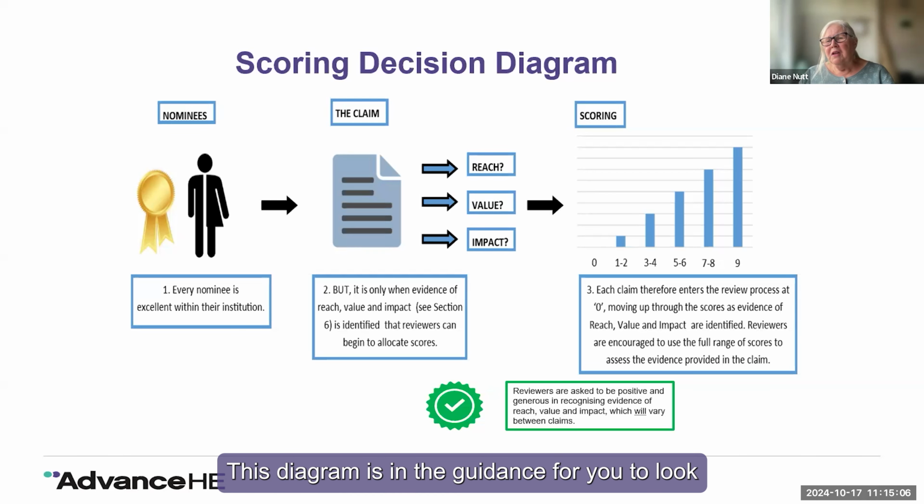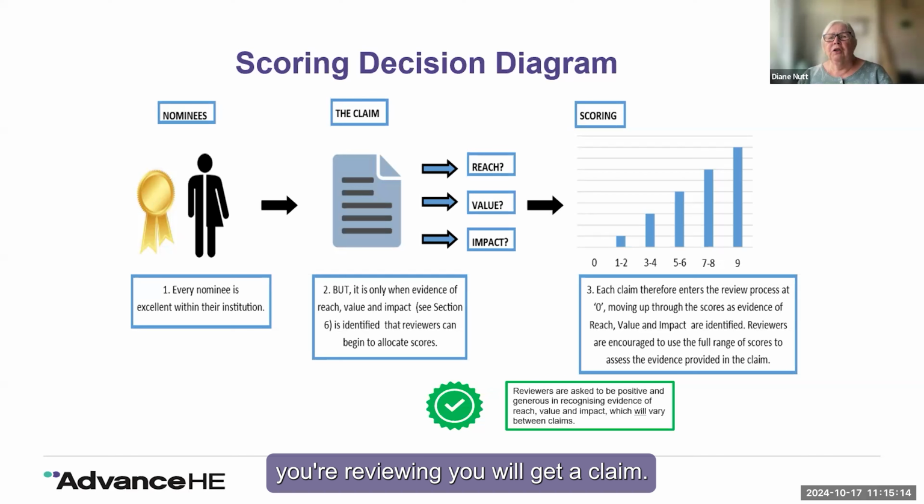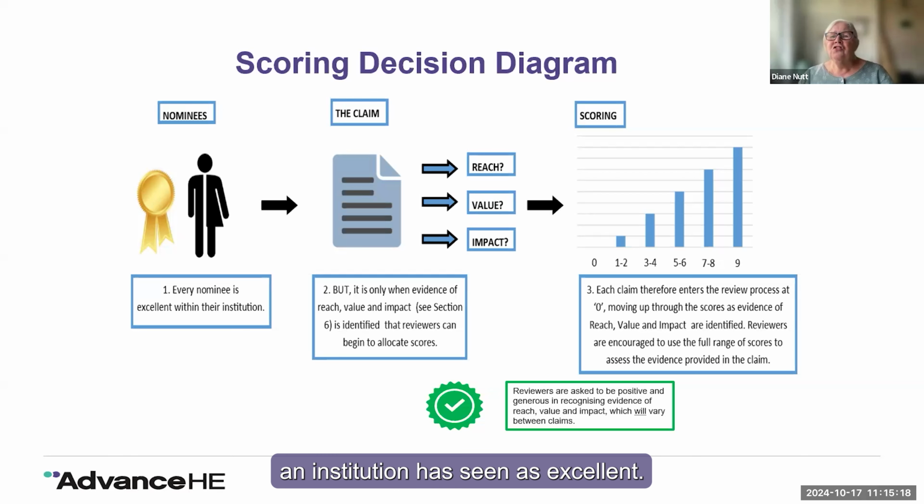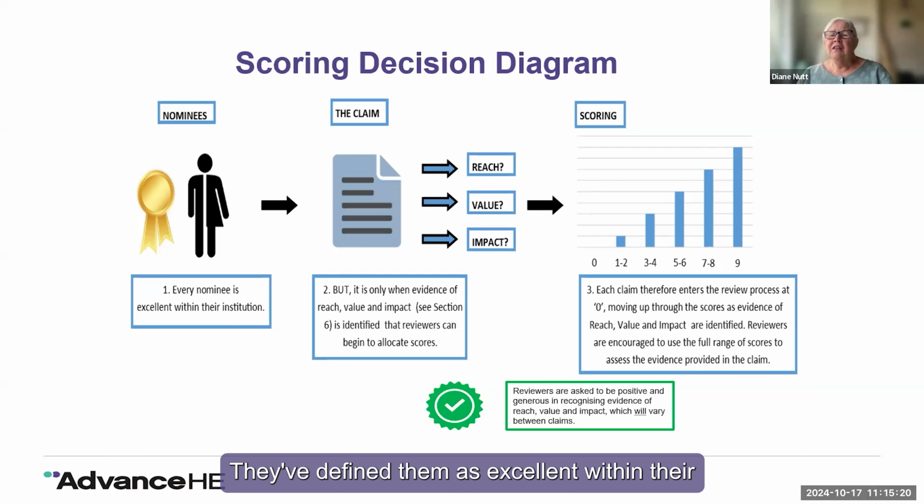This diagram is in the guidance for you to look at more closely, but I'm just going to talk it through to explain it a little bit more. Because when you're reviewing, you will get a claim, and that claim will have come from a nominee who an institution has seen as excellent. They've defined them as excellent within their own institution. They stand out where they are, and that's why the institution has selected them. So you know that they are already seen as excellent, but the only evidence you have to review and consider is the claim that they have written.